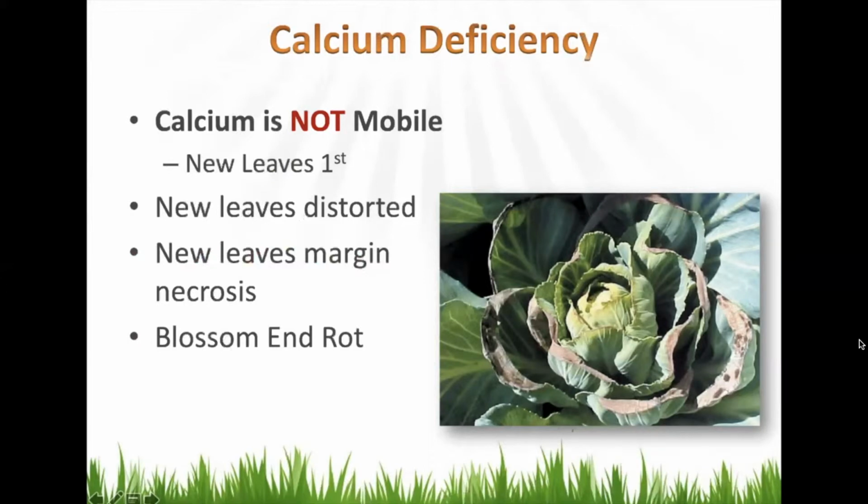So whenever you have a calcium deficiency, the new leaves will first have symptoms, not the older leaves. The new leaves are distorted. They may have marginal necrosis, and it's not marginal chlorosis where it's yellowing, but necrosis where it is dead. And then you may also get blossom end rot, and that's a type of disease.